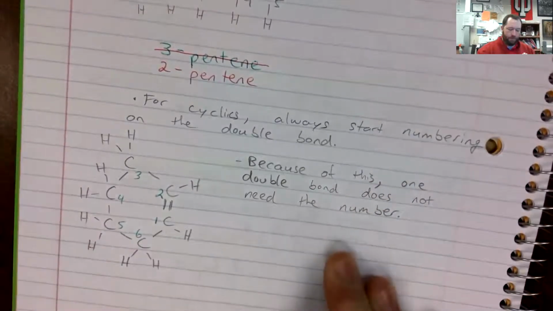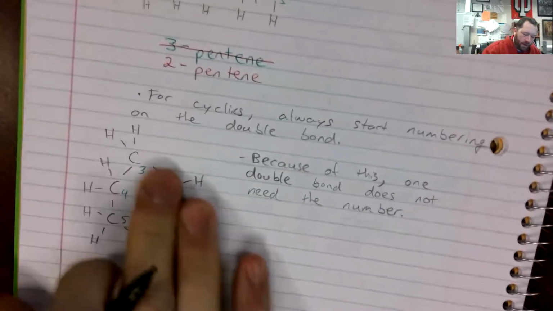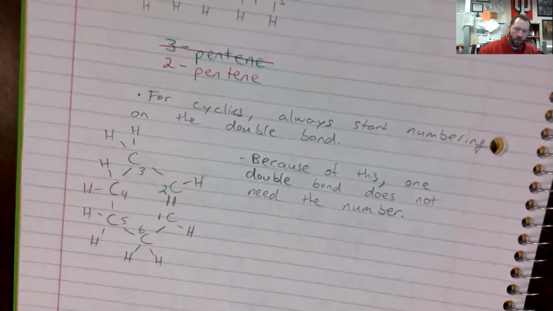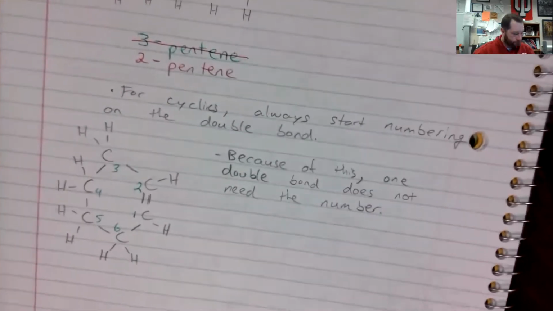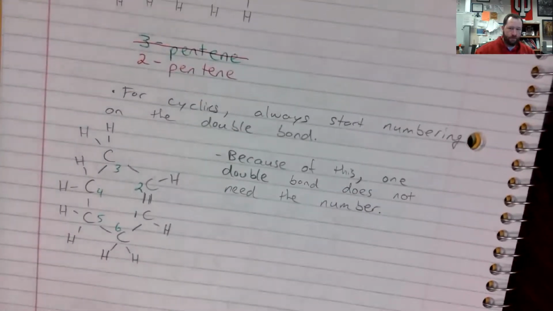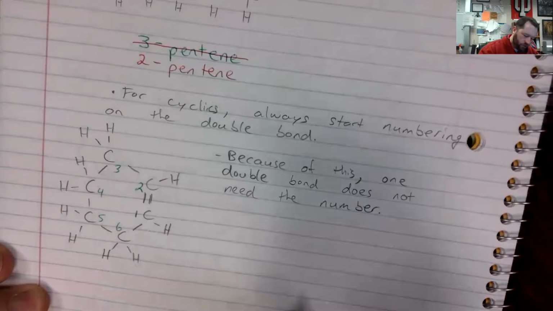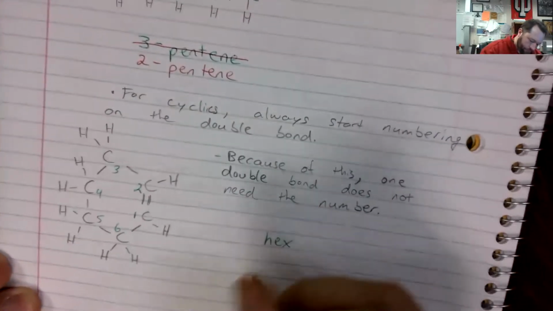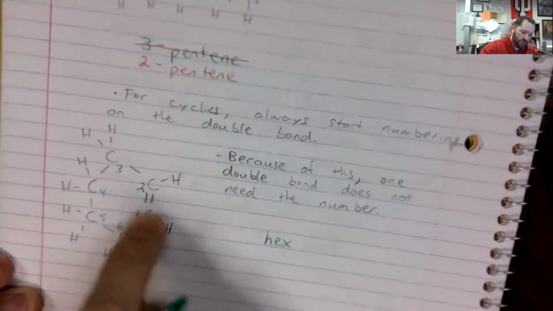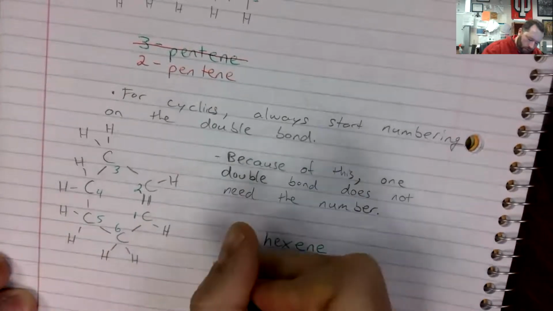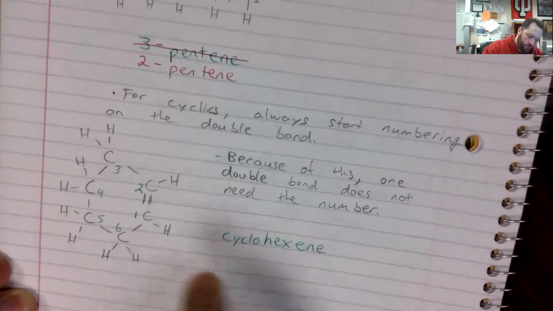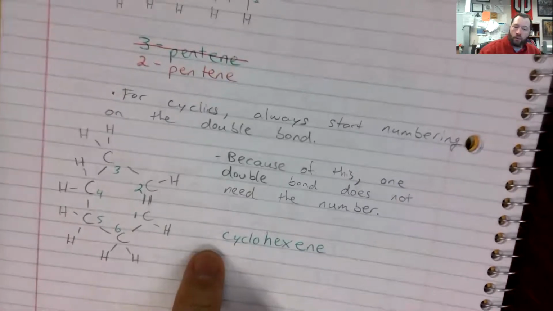So because of that, whenever you only have 1 double bond on a cyclic hydrocarbon, you don't need to number it. You don't need to put that number in your answer. So again, we've got 6 carbons here. We'll call this hex. We've got a double bond, ene, and they're in a circle, so we'll call it cyclo, but we don't need to put the 1 out in front.